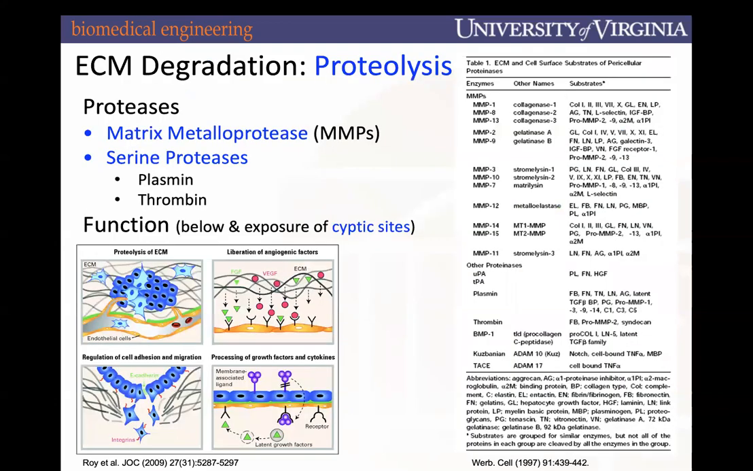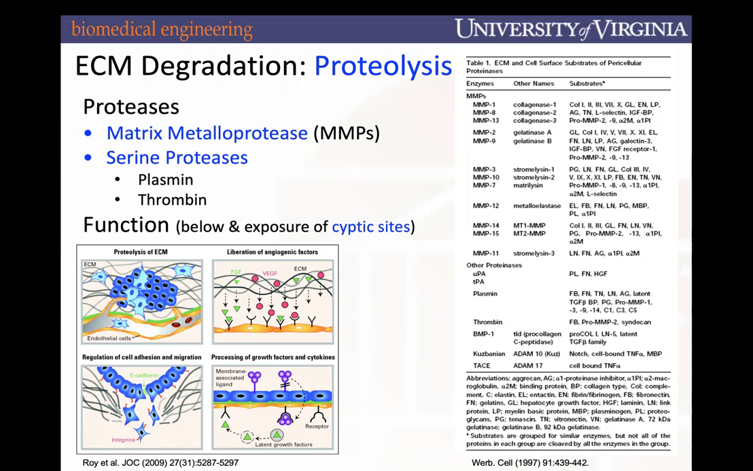So we've been talking about all of these different ECM proteins that make up the connective tissue environment for our cells. But clearly, there's not just constant synthesis always occurring. There needs to be a regulation that oversees this. One way in which this happens is by ECM degradation, and the way in which this happens is by proteolysis. That's the breakdown of proteins.